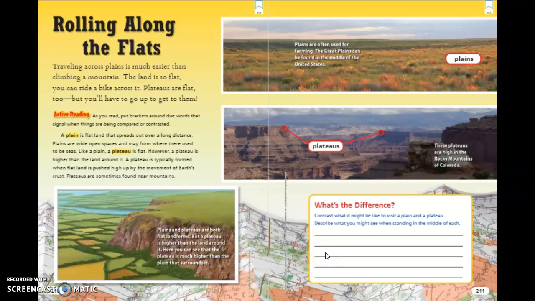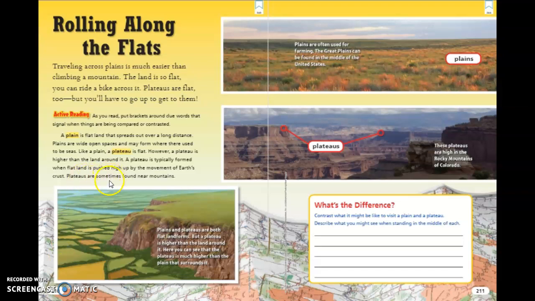Your response could be something like this. This is a sample. It doesn't have to say exactly this. The plain would be flat and low for a long distance. I might not see any other landforms around me. The plateau would also be flat, but I might see mountains and valleys around me.